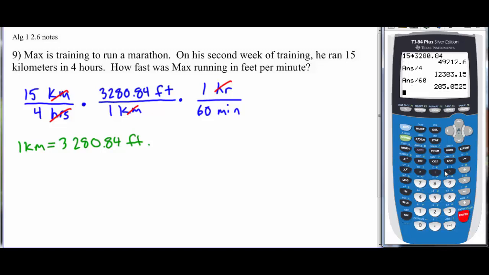Now you can do all that in one step if you use proper groupings and consider the order of operations, but it's just as easy to go ahead and punch it in as separate steps. So it's about 205.05, I'm going to round it to 205.1. So we would say it's about 205.1 feet per minute.